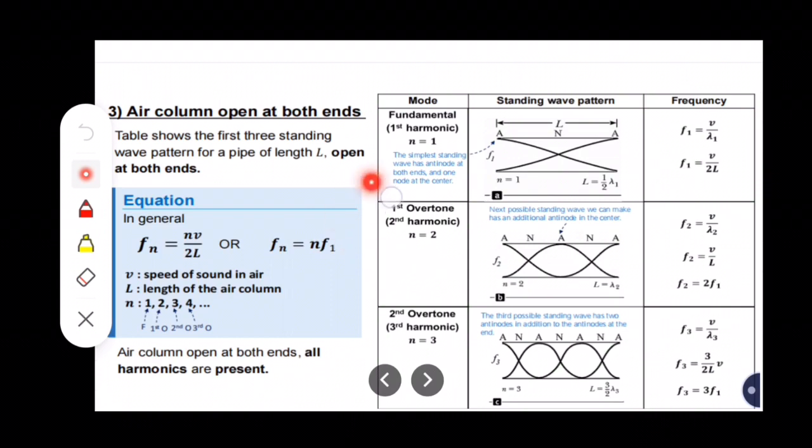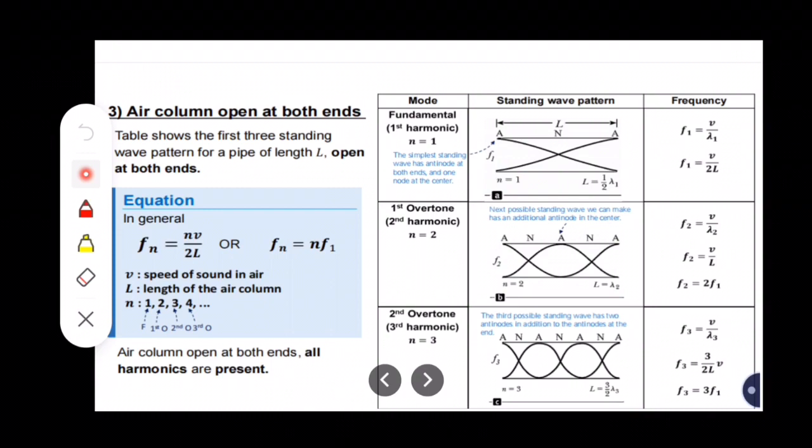Now we look at the first overtone, which is the second harmonic. The next possible standing wave we can make has an additional antinode in the center, and the length is equal to λ. Then we can find the frequency using the formula. We simply substitute into it and we get the answer.